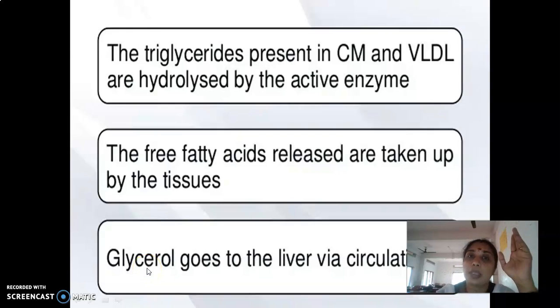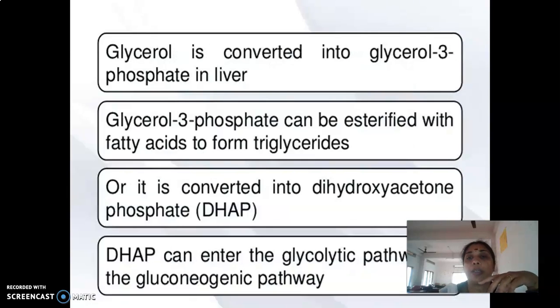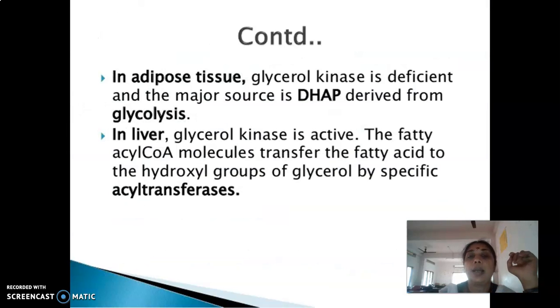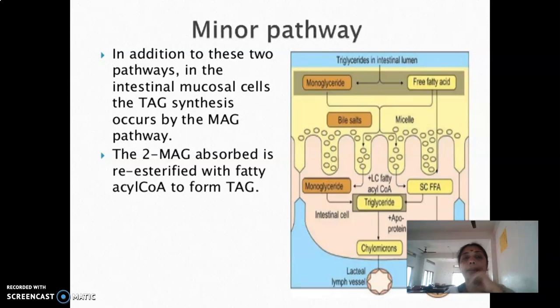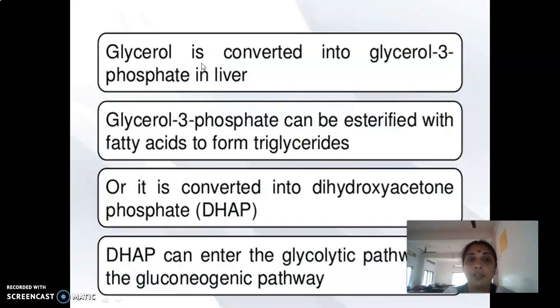So in the liver, what happens again? Glycerol will be utilized. Glycerol will be converted into glycerol 3 phosphate. This is all we have discussed. I hope we have understood.